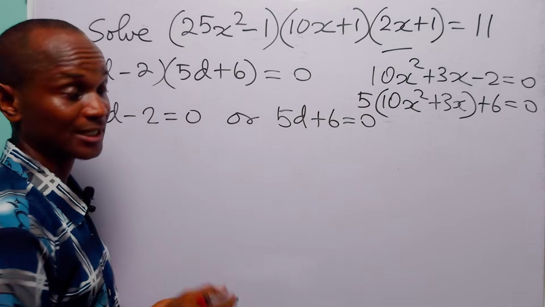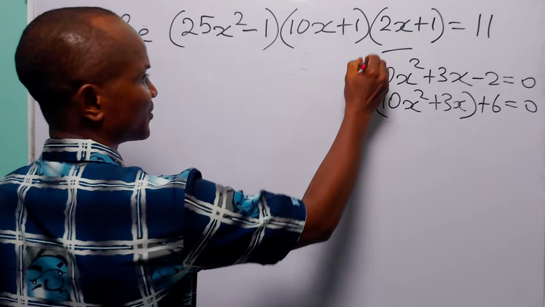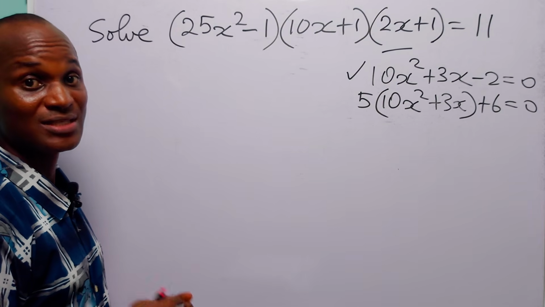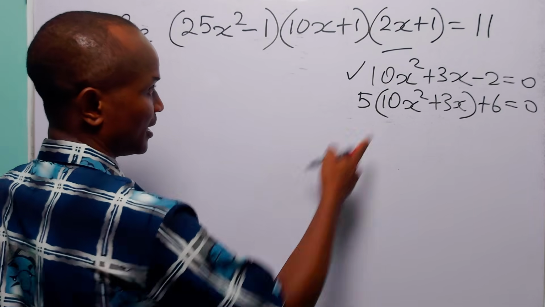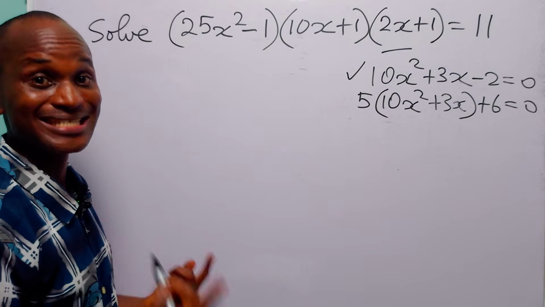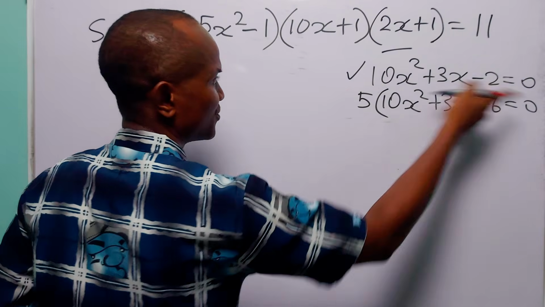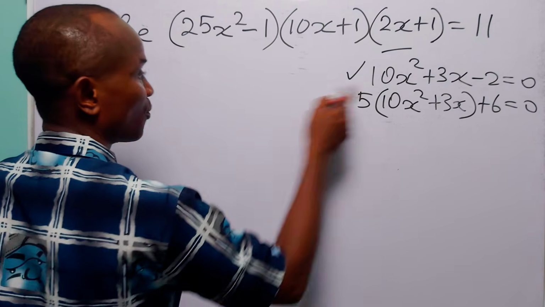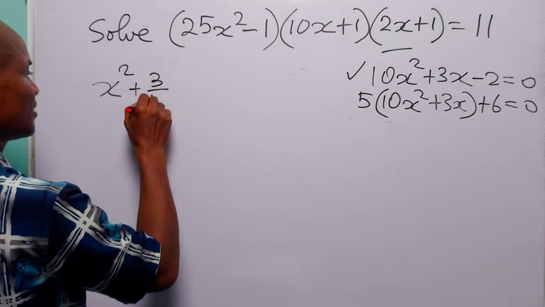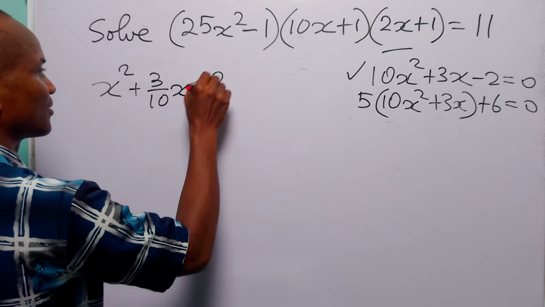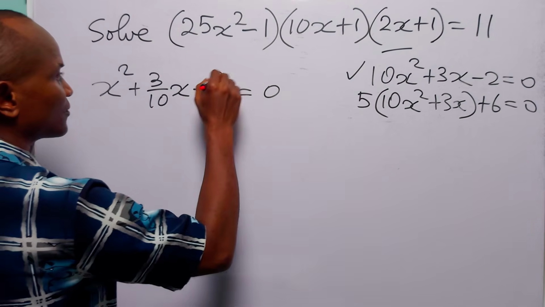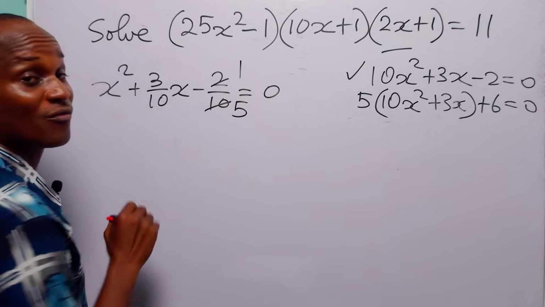these two quadratic equations. Now, in this first case, we can solve this quadratic equation by factorization. So let us solve it using completing the squares method. The first thing we need to do is to make sure that the coefficient of x squared is 1. So we are going to divide through this equation by 10. When we do that, we have x squared plus 3 over 10x minus 2 over 10 is equal to 0. Now, 2 over 10 is 1 over 5.